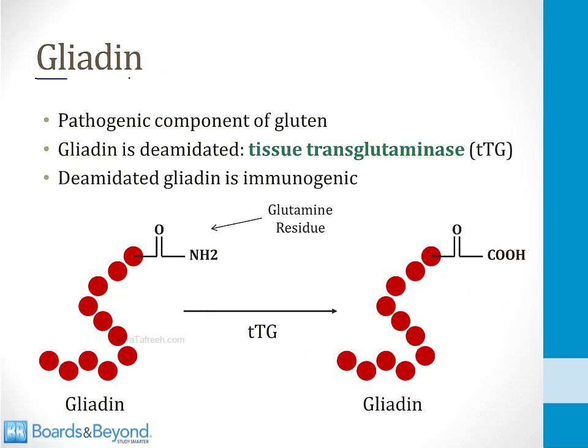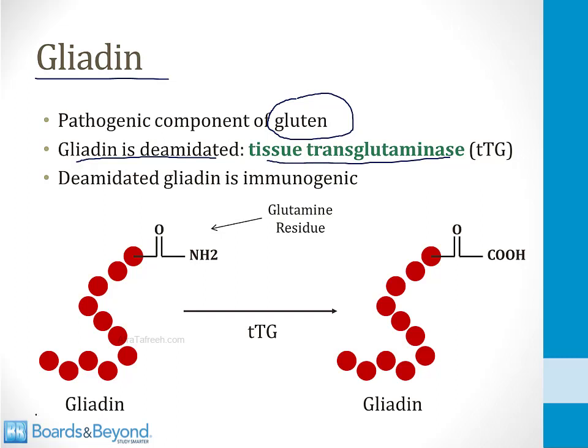It turns out that the gliadin protein is the pathogenic component of gluten responsible for celiac sprue. And in order to be pathogenic, the gliadin protein has to undergo a reaction called deamidation. The protein molecule must be deamidated, and the enzyme that does this is called tissue transglutaminase. I've shown this reaction on the screen here to help you remember it.